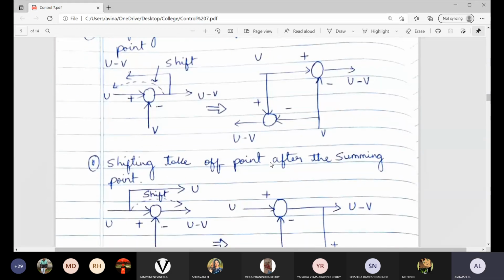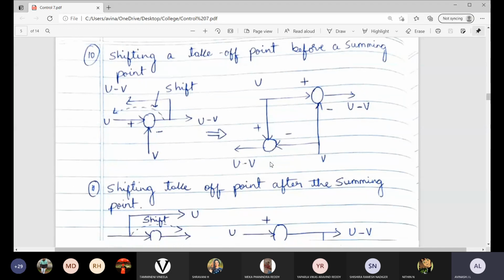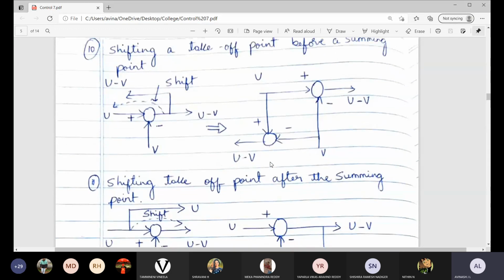So after that, these two concepts: shifting the takeoff point before the summing point and shifting the takeoff point after the summing point. Nowhere in the particular numericals will we use these complex things. Why? Because for the syllabus, so far they didn't ask. We didn't get any particular numerical which consists of shifting a takeoff point before and after a summing point. So you don't have to worry about it, but you need to learn it, that these steps you should also remember and write in the examination.